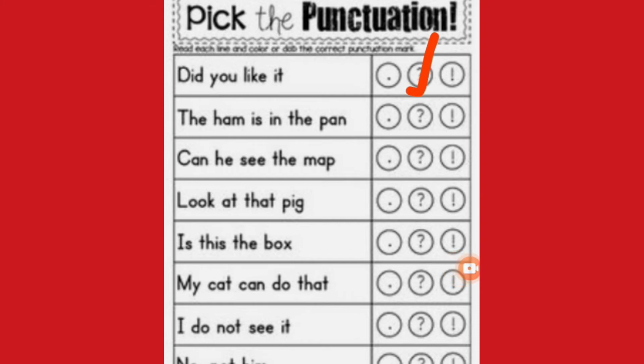Second one will be right. Question mark. Second sentence is, the ham is in the pan. So it is a simple sentence. So we will just put a full stop here.